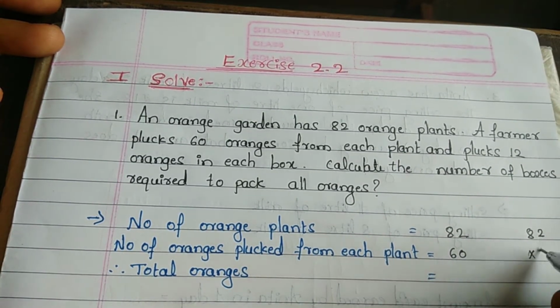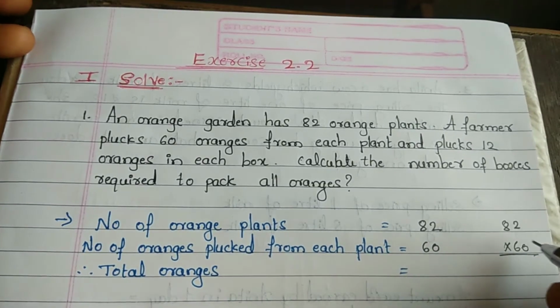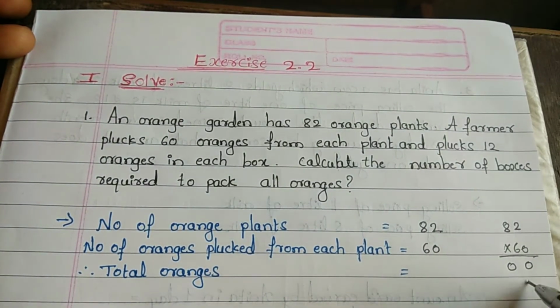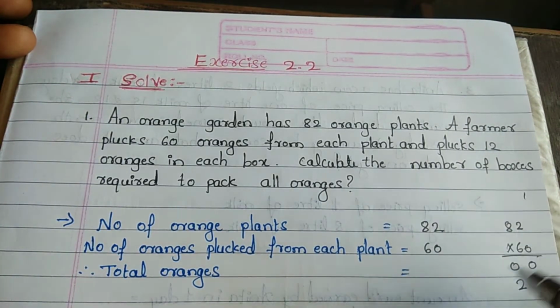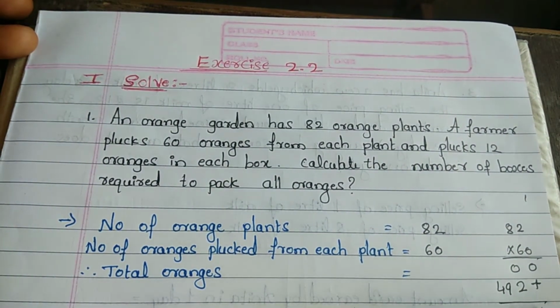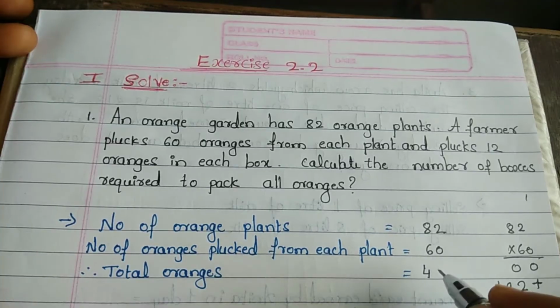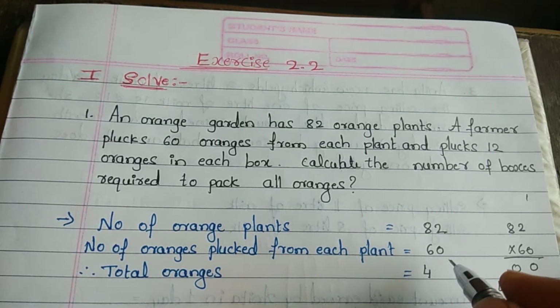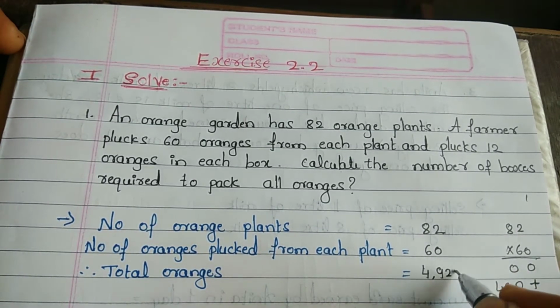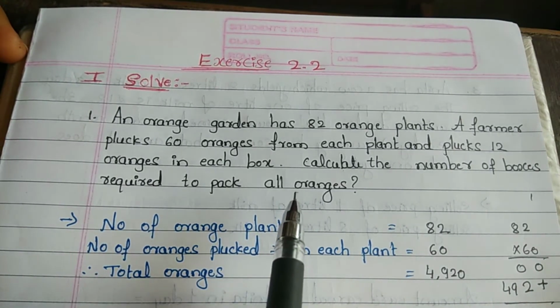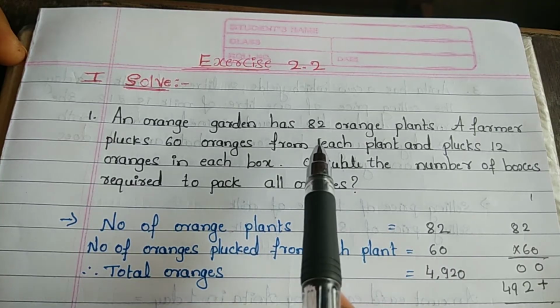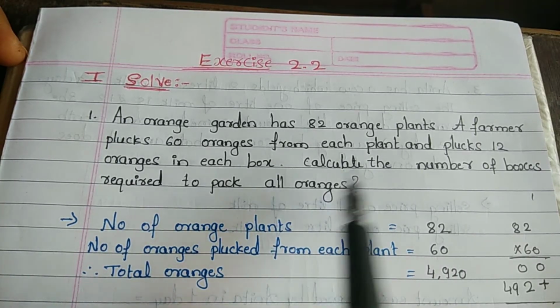82 into 60. Okay. 0 twos are 0. 0 eights are 0. 6 twos are 12. Carry 1. 6 eights are 48 plus 1, 49. Yes. 0 2 9 4. Yes, our answer is how much? The total number of oranges is equal to how much? 4,920.